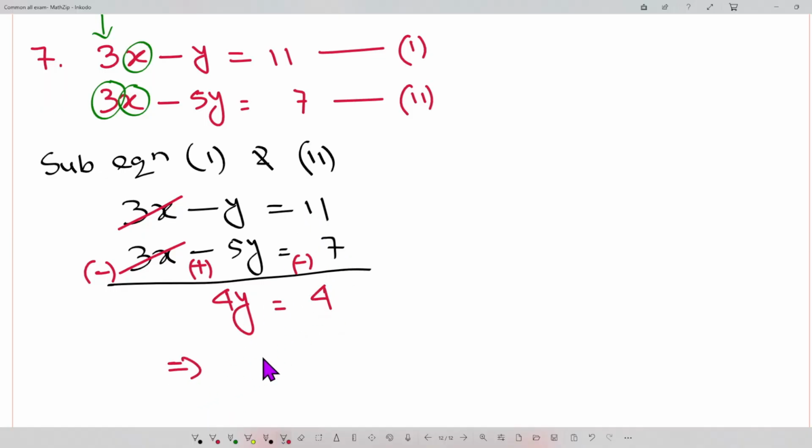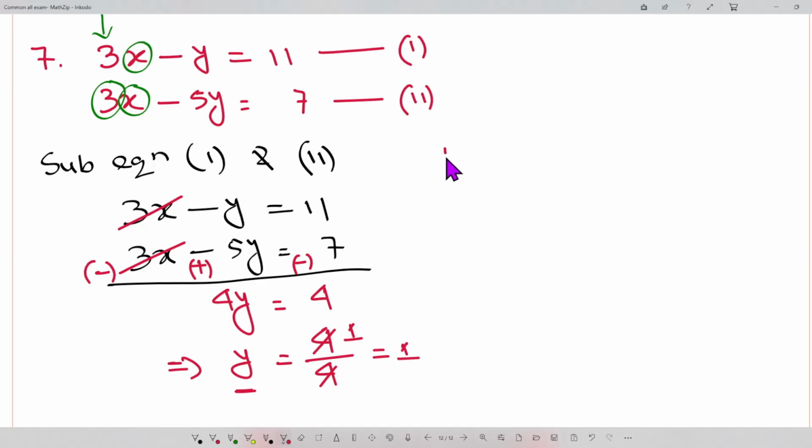So we can say y equals 4 by 4. It means we are dividing both sides by 4. So 4 divided by 4 is 1. So our answer is 1, but this is for y. If we put it into equation 1 or 2, we will get the value of x.